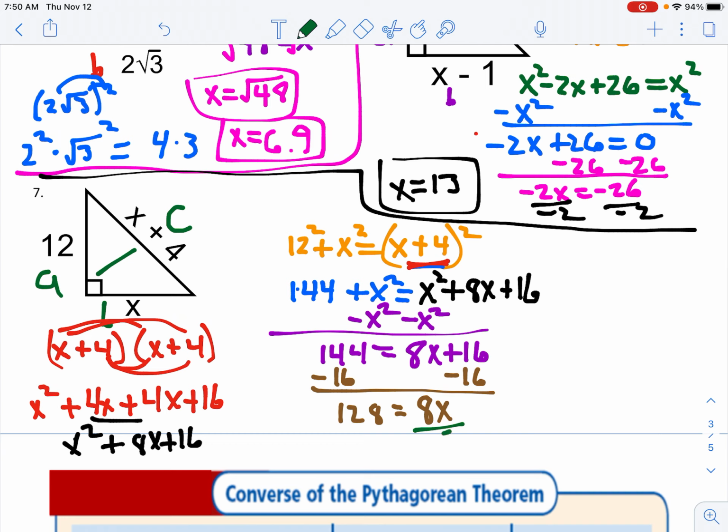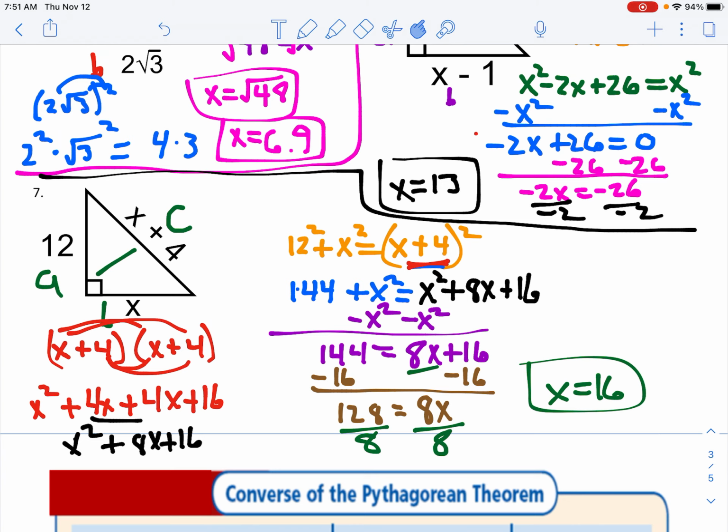Now to solve it then, I'm just going to go ahead and divide by 8. Again, my bad on that. I was left with an 8x. So x turns out to be 16. All right, those are considered the 3 most challenging problems I could give you with Pythagorean theorem. Otherwise, they're like the ones we did above.